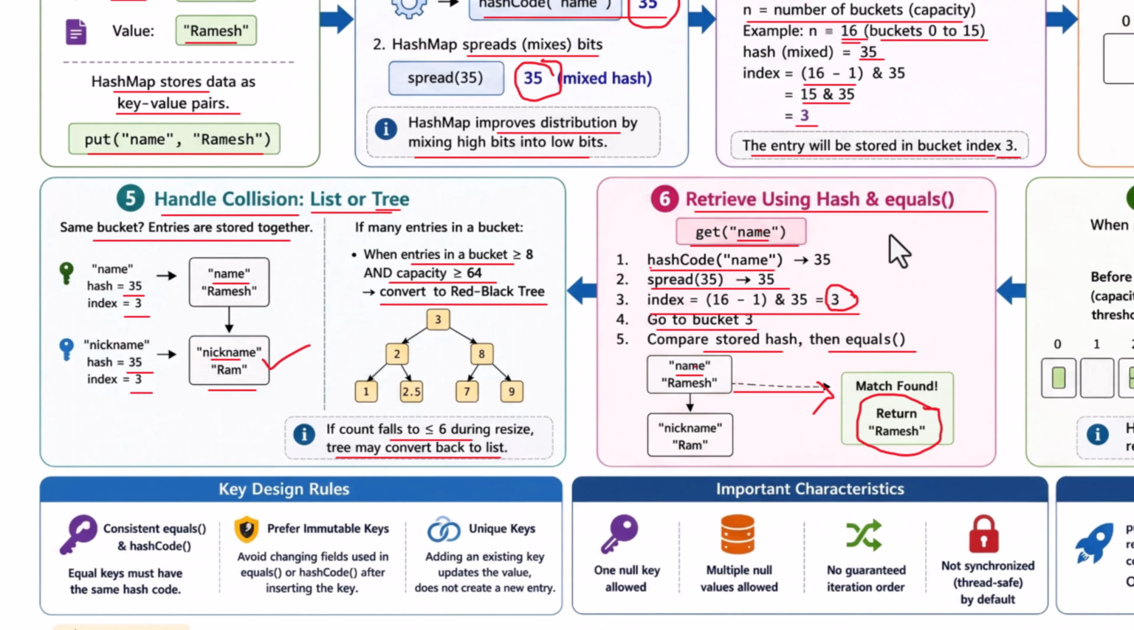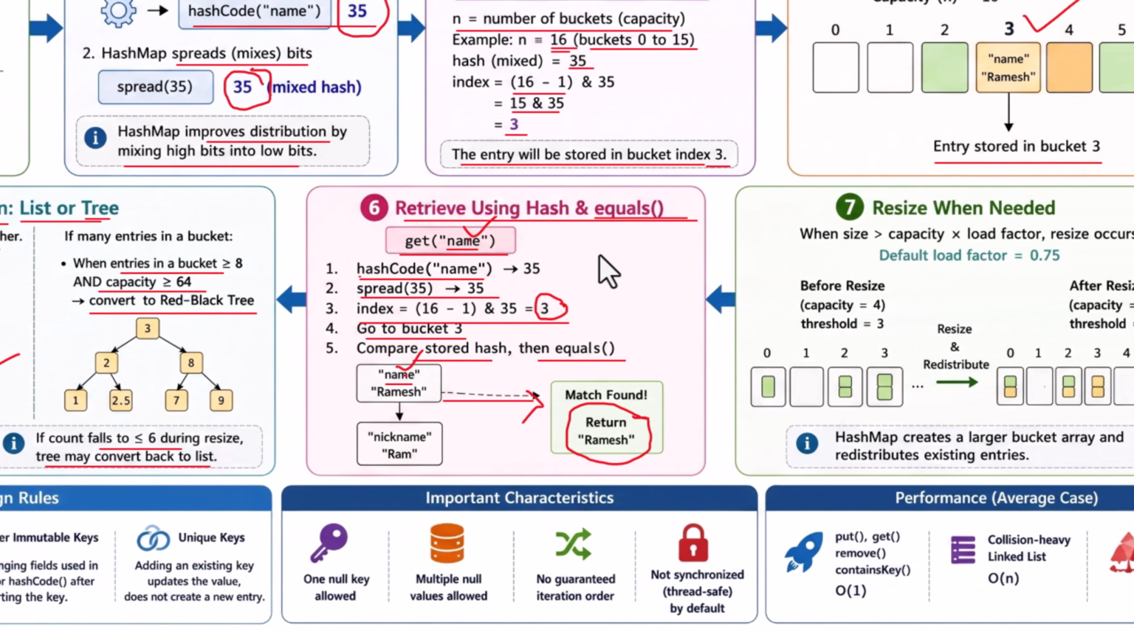Equal keys must produce the same hash code. If a custom key class implements equals but does not implement hash code consistently, HashMap may fail to locate the expected entry correctly. It is also better to use immutable keys. Avoid changing fields that participate in equals or hash code after inserting the key. If those fields change, the key may produce a different hash and point to a different bucket during lookup.